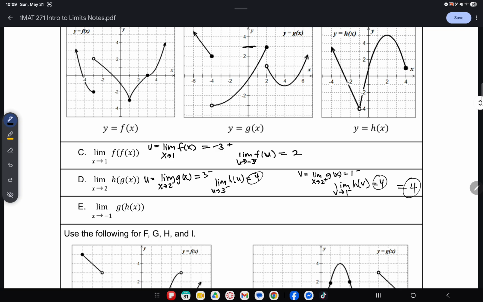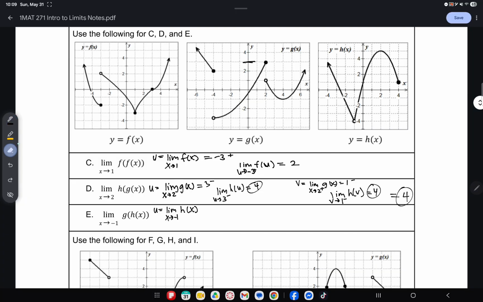So I need to do the inside. So I'm going to do u is the limit as x approaches -1 for h of x. Erase all my previous drawings. So 1 for h of x, that limit is 4. Oh my goodness, this is actually crazy. That would be correct for 1. My number here is -1. So let's do this again.